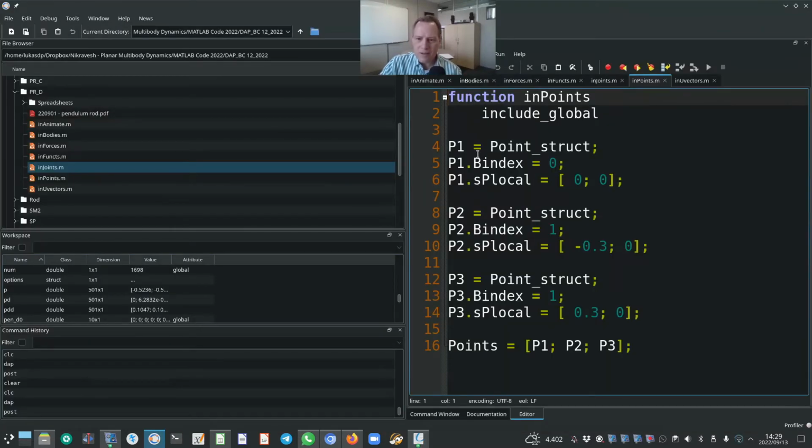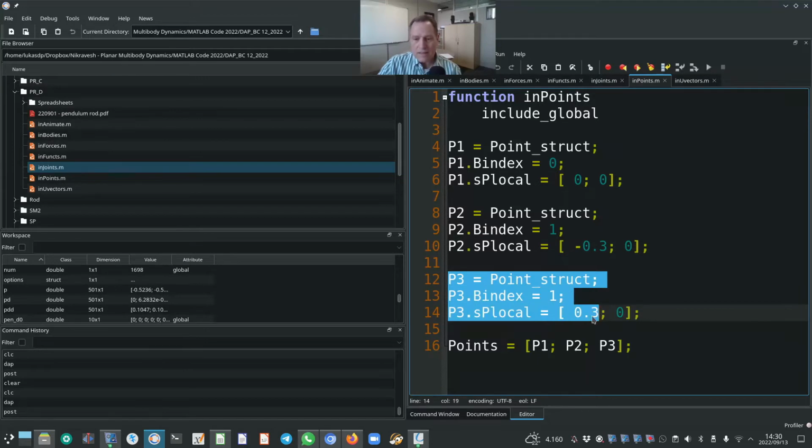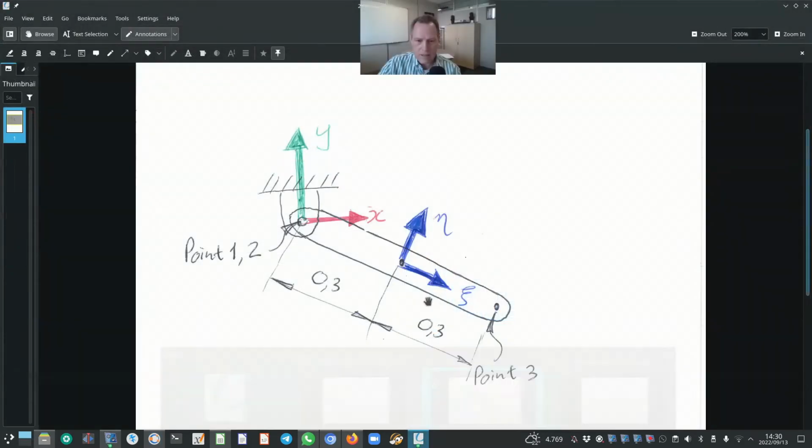Okay, so P1 is on body 0 or ground. It's at local coordinates 0, 0. I explained this in a lot of detail in lecture 2. So point P2 is on body 1, and it is at local coordinates minus 0,30. Okay, and similarly point P3 is also on body 1. It's at local coordinates plus 0,30.